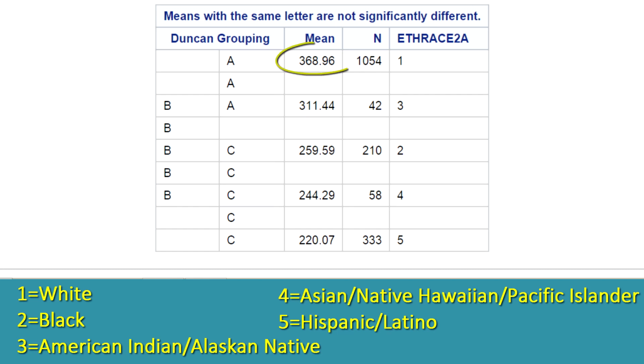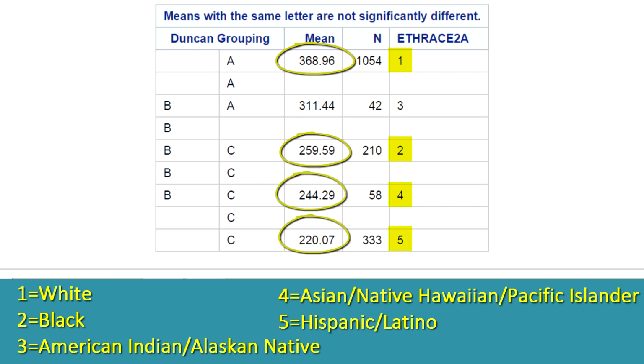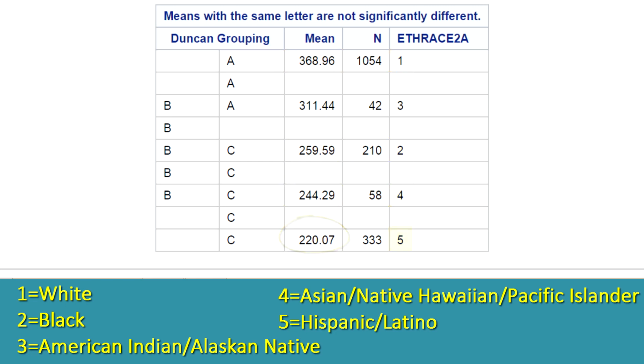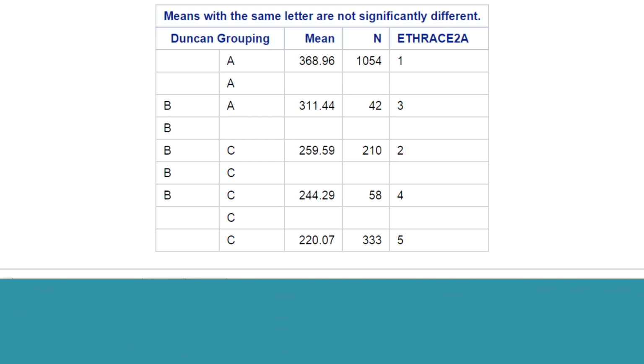Group 1, which indicates white ethnicity, smokes significantly more cigarettes per month than ethnic groups 2, 4, and 5, that is, Black, Asian, and Hispanic or Latino. Group 3, American Indian and Alaskan Native, smoke significantly more per month than Group 5, which is Hispanic or Latino. Notice that some of the means have more than one letter next to them, so you need to be careful and follow the rule that means that share even one letter in common are not significantly different from one another.